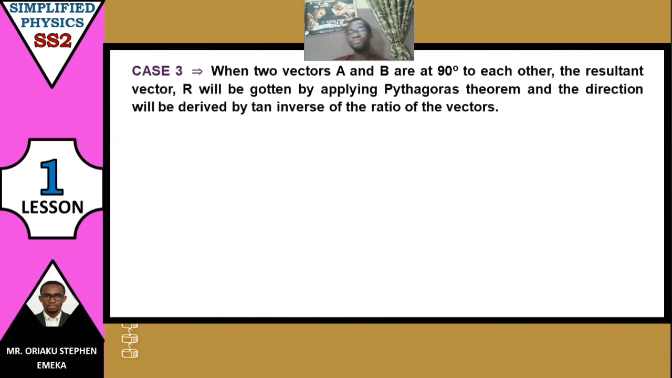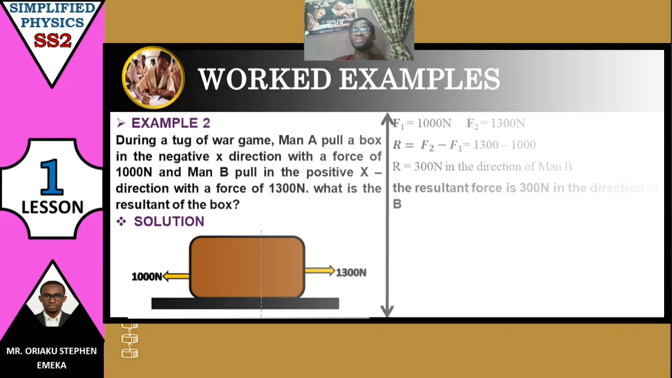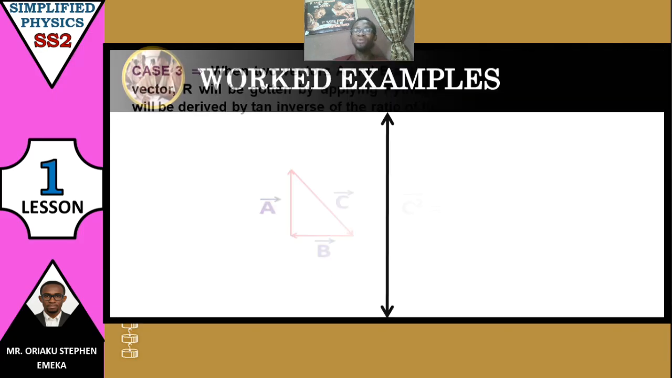Case 3. When two vectors are at 90 degree to each other, how do we get the resultant vector? We have vector A, we have vector B, both of them at 90 degree. For us to get the resultant vector, there is vector C. And you can see that that is actually a right angle triangle. To solve a right angle triangle case, you make use of the Pythagoras theorem.